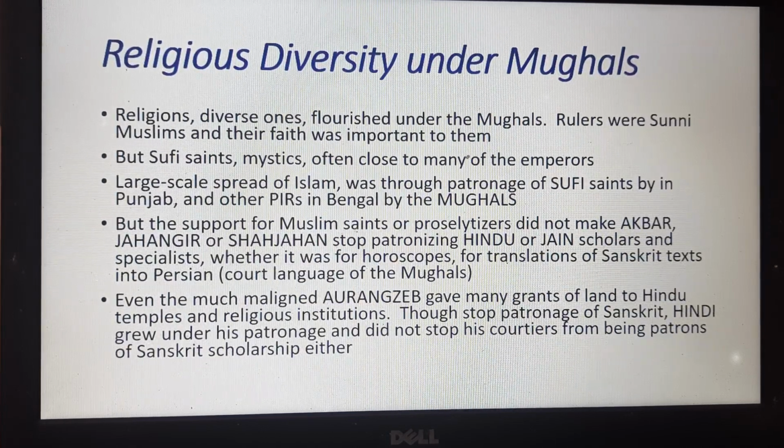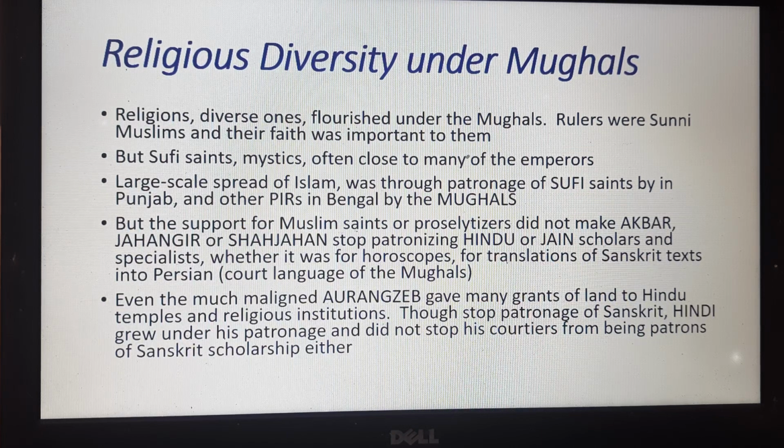Religious diversity under the Mughals. Religions diverse once flourished under the Mughals. Rulers were Sunni Muslims and their faith was important to them. Sunni Muslim means there are Shia and Sunni. Sufi saints and mystics were often close to many of the emperors. The Sufi saints were there.